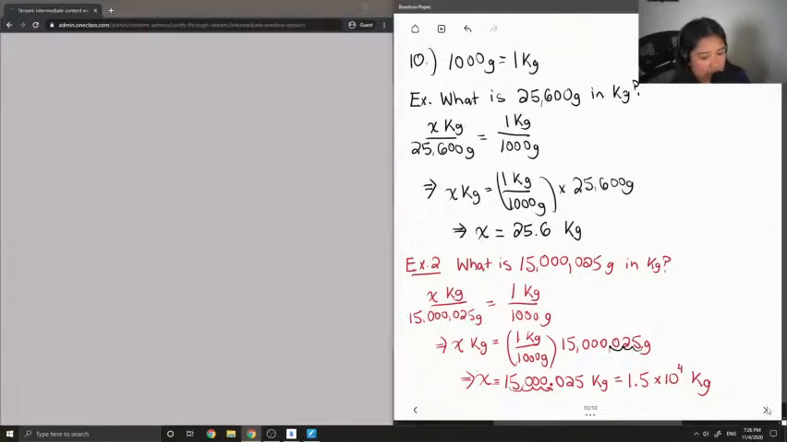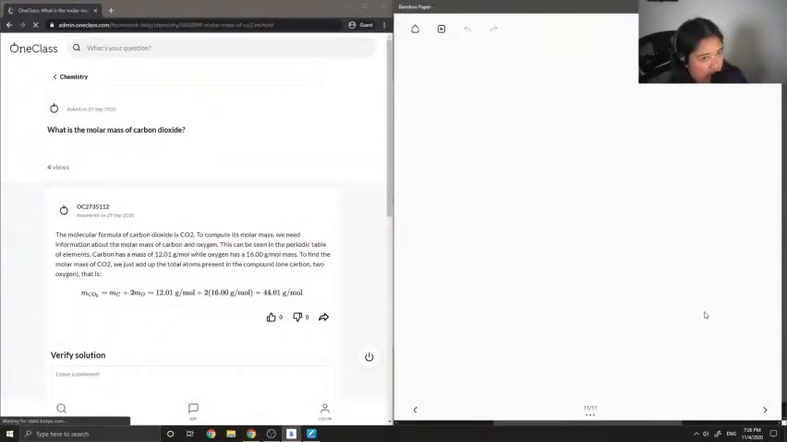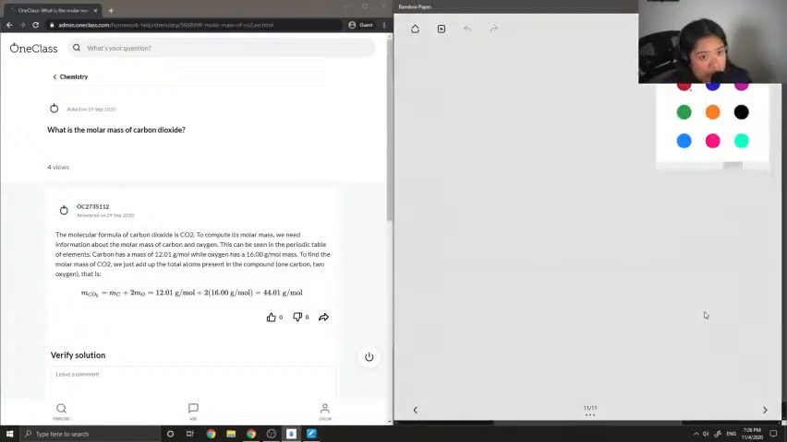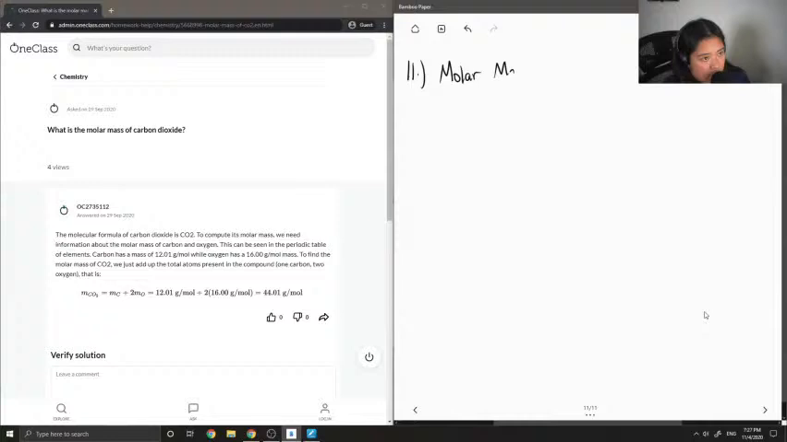Okay, so I think we have time for one more question. What is the molar mass of carbon dioxide? Okay, so carbon dioxide is the same thing as CO2.